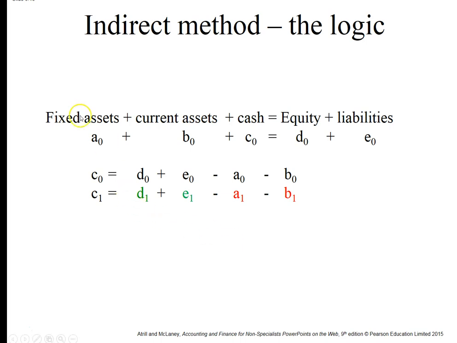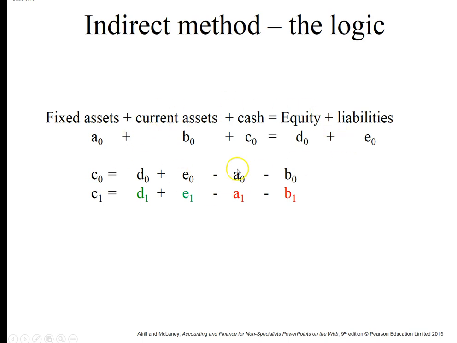Well, just to explain that, we've got our accounting equation here. I've extended it a little bit. Fixed assets plus current assets plus cash equals equity plus liabilities. And I've just given them letters to make it a bit clearer. So nothing special there, but the subscript 0 means at the start of the year, and the subscript 1 means at the end of the year.